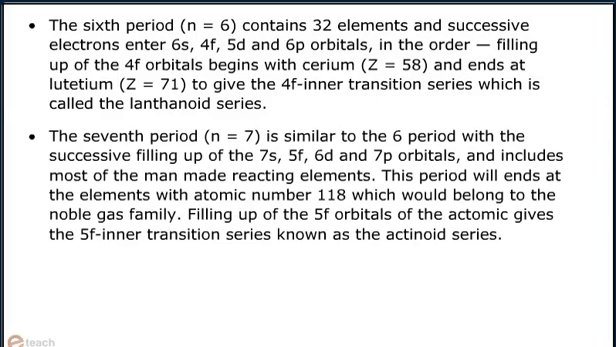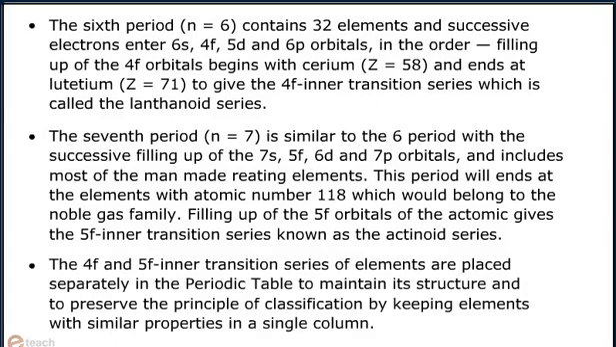The seventh period, that is for n equal to 7, is similar to the sixth period with the successive filling up of the 7s, 5f, 6d and 7p orbitals and includes most of the man-made radioactive elements. This period will end at the element with atomic number 118, which would belong to the noble gas family. Filling up of the 5f orbitals after actinium gives the 5f inner transition series known as the actinoid series.